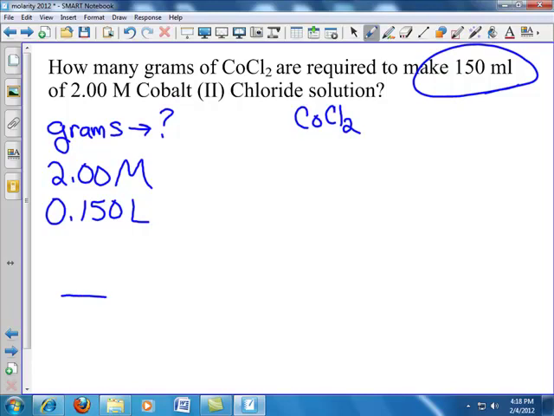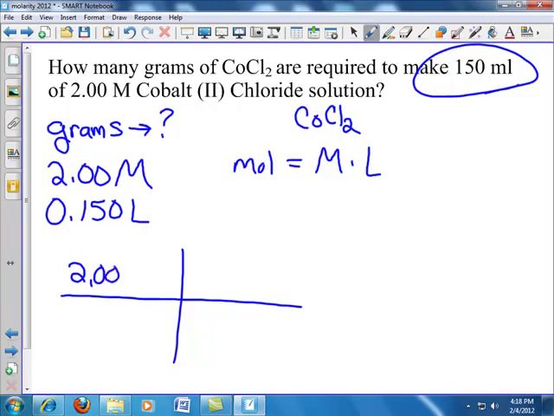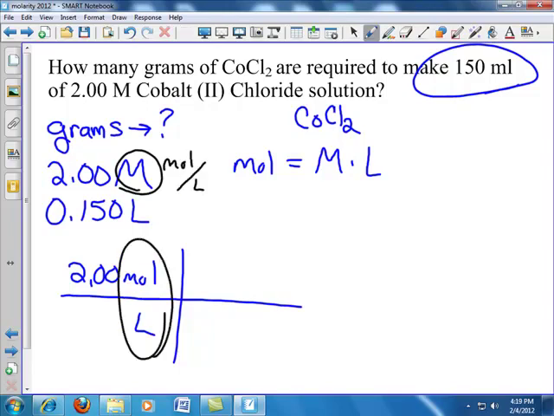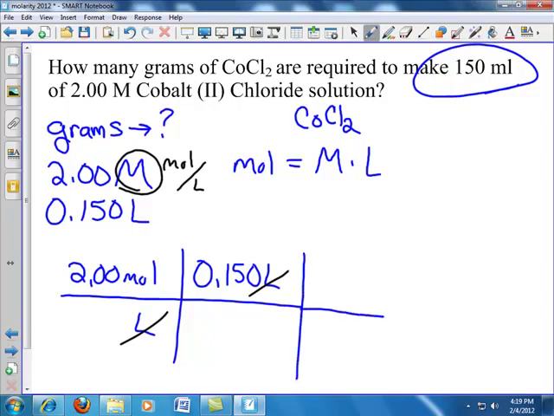So let's start with our T-box. Again, I want to calculate moles, so I'm going to multiply molarity times volume. So I'm going to take this 2.00 moles per liter. Remember, this is moles per liter. That's how I got that. I'm going to multiply that by 0.150 liters. That cancels out my liters. And then I'm going to multiply that by the molar mass of cobalt chloride.